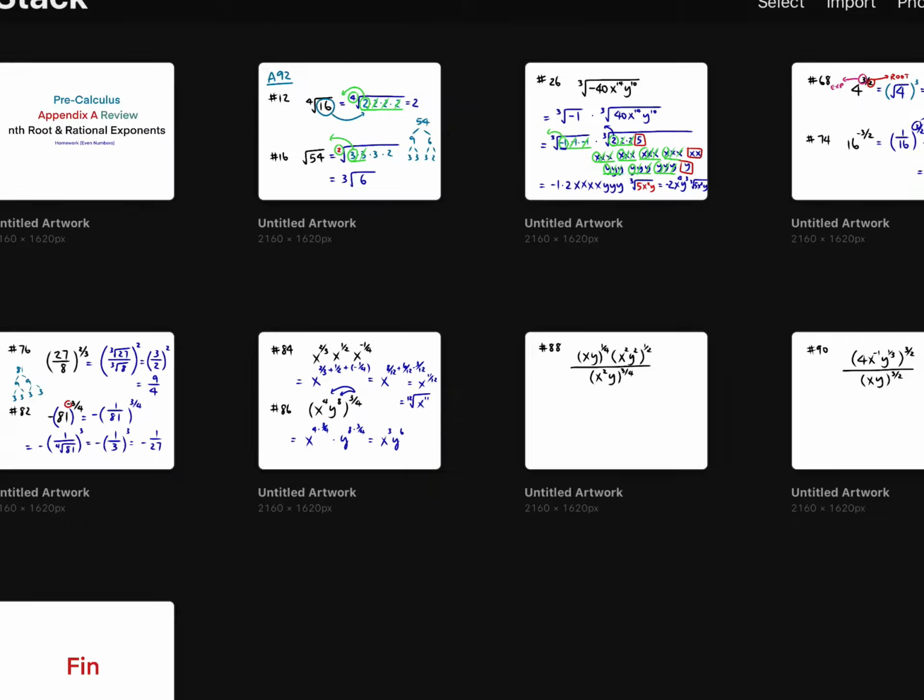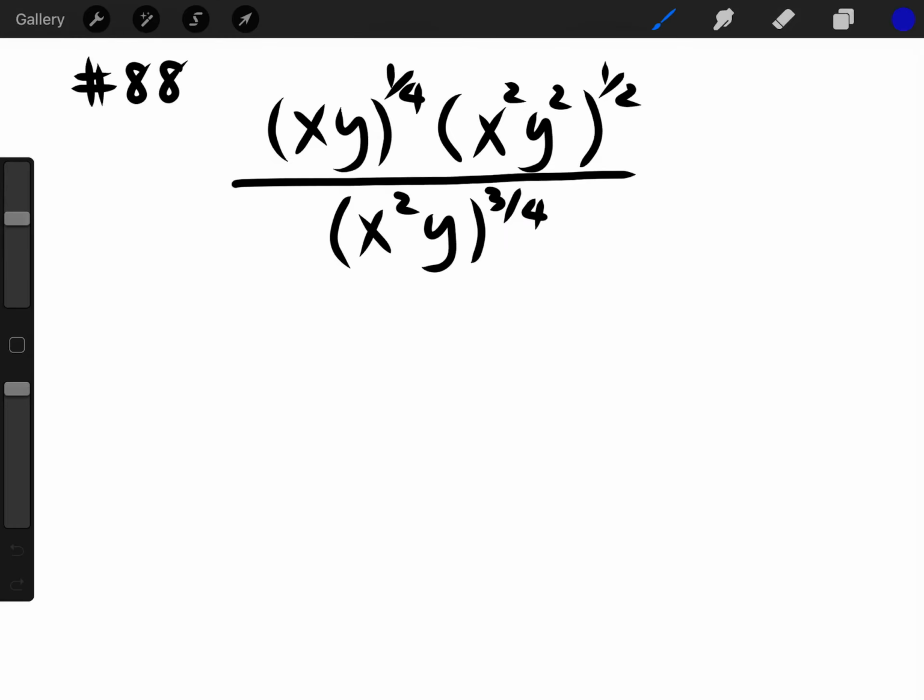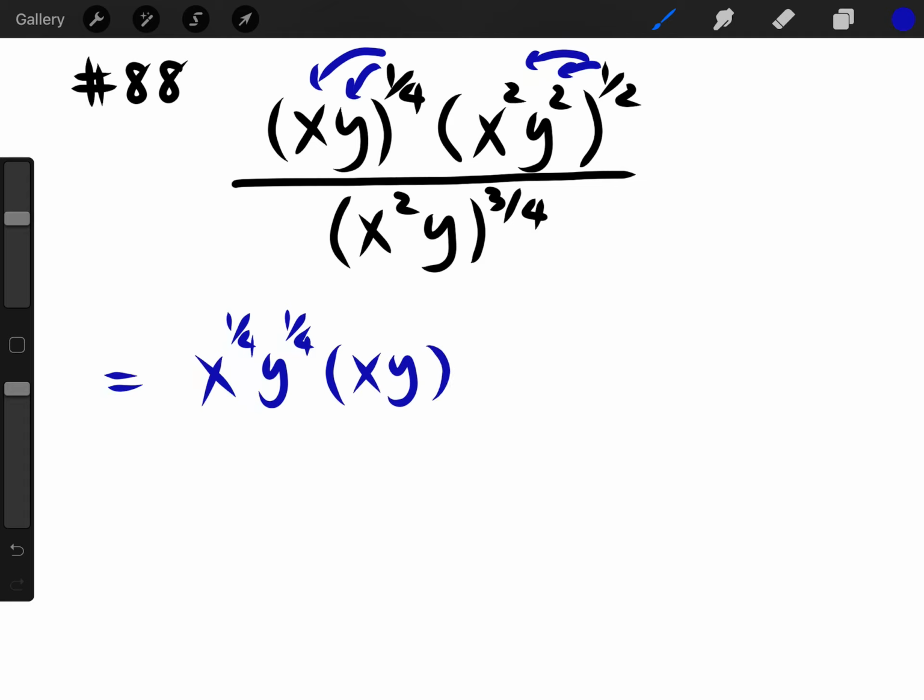Okay, so let's look at number 88 this time. 88 looks a little complicated. What you're going to do first is distribute the 1/4. So it's x to the 1/4, y to the 1/4, and then distribute the 1/2. 2 times 1/2 is 1, so it's basically x to the 1st power with y to the 1st power. And then now we're going to distribute the 3/4.